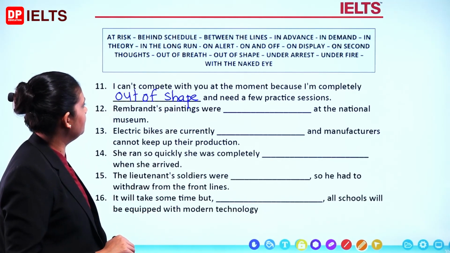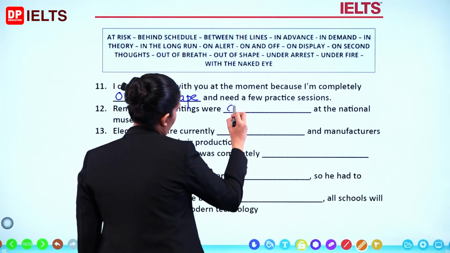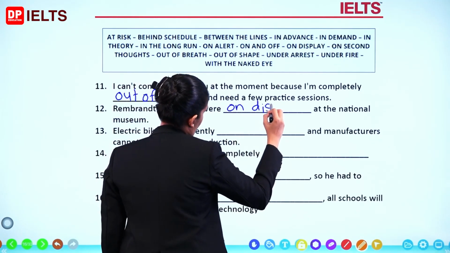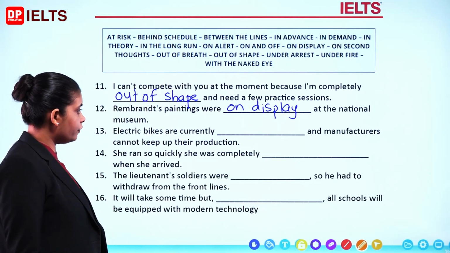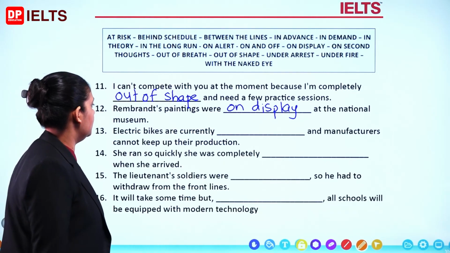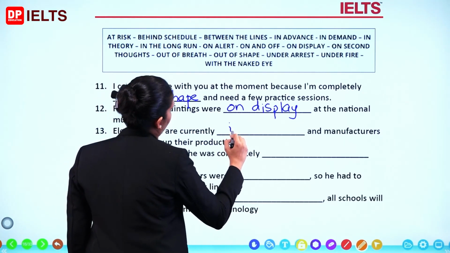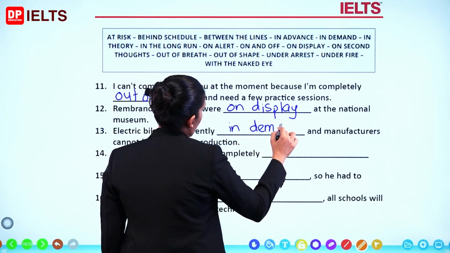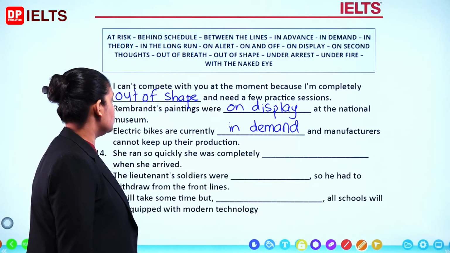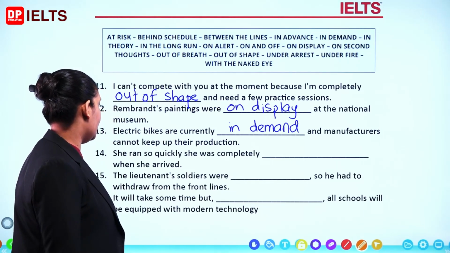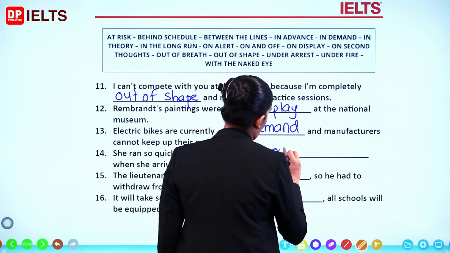Rembrandt's paintings were blank at the National Museum, were on display. Electric bikes are currently blank, and manufacturers cannot keep up their production, are currently in demand. You don't say on demand, you say in demand. She ran so quickly, she was completely blank when she arrived. She was completely out of breath.